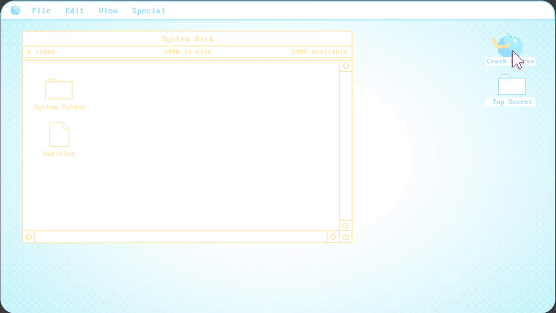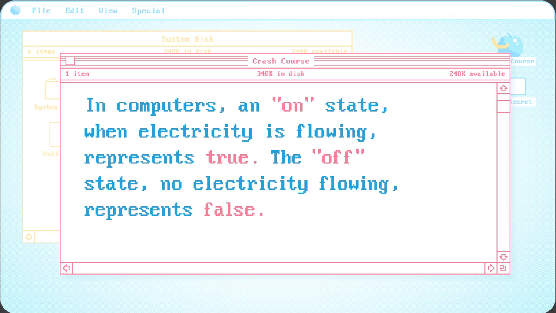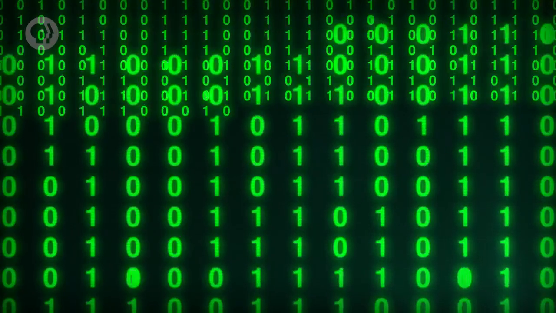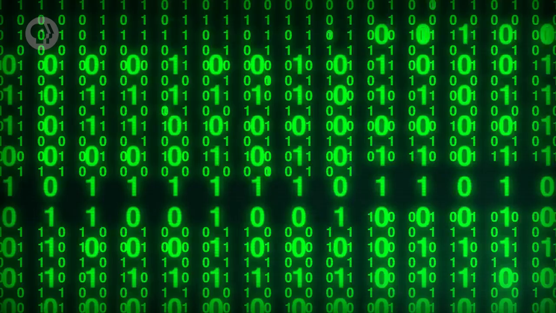You might think two states isn't a lot to work with, and you'd be right, but it's exactly what you need for representing the values true and false. In computers, an on state, when electricity is flowing, represents true. The off state, no electricity flowing, represents false. We can also write binary as ones and zeros instead of trues and falses. They are just different expressions of the same signal. But we'll talk about that in the next episode.